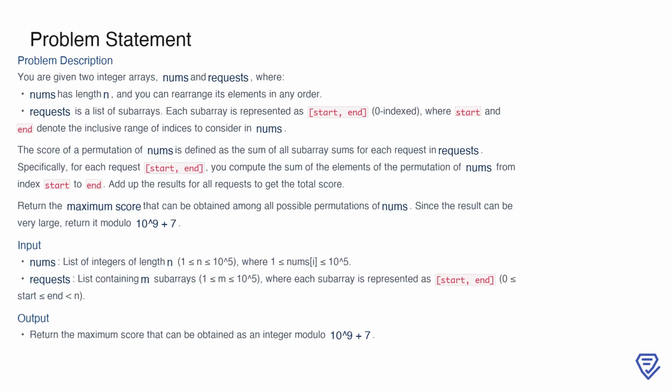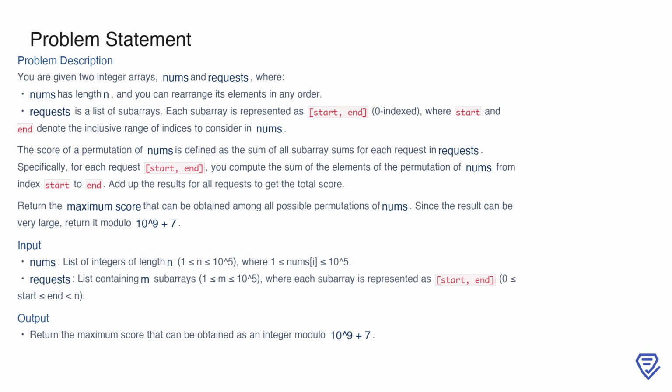In this problem, you are tasked with maximizing a score by rearranging the elements of an array. You are given an array called nums, which can be reordered in any way, and a list of requests, where each request specifies a subarray of nums using a start and end index. The score is calculated based on these requests. For each request, you take the sum of the subarray specified by the start and end indices, and then add these sums across all requests to get the total score.